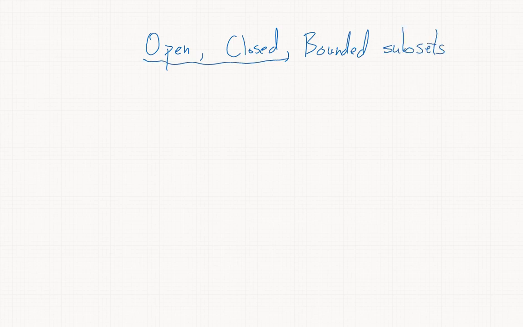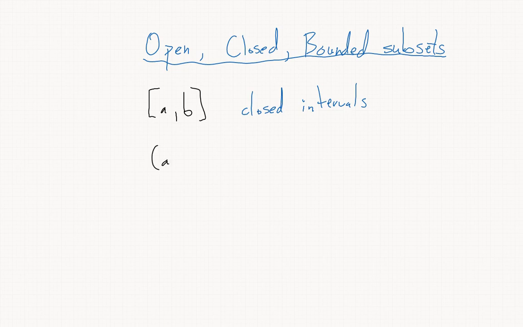In this lecture, I'm going to discuss some features of subsets called being open, closed, or bounded subsets. So in one variable calculus, we had some very important types of subsets. So [a, b], we have these closed intervals as well as open intervals.